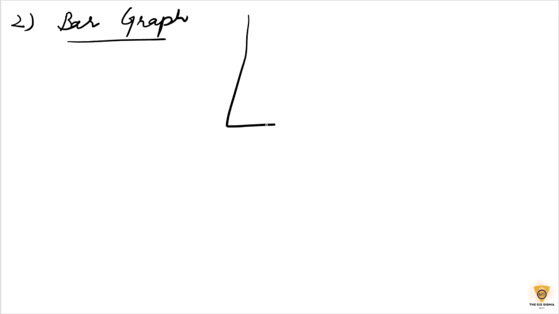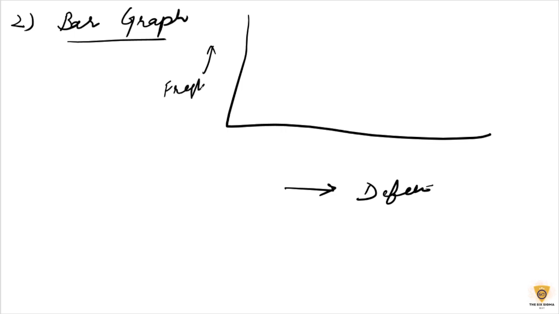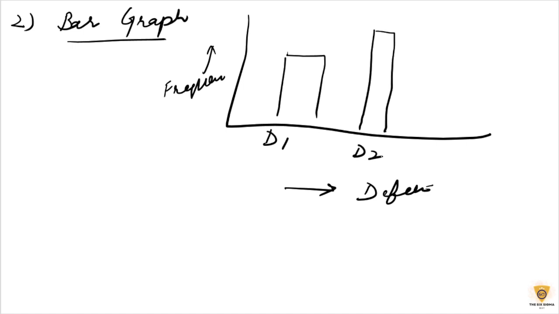The second way of representing a discrete data graphically is a bar chart or a bar graph. A bar graph बड़ा simple सा है. If we go ahead and check, here we are going to mention the defects. Here we're going to mention the frequency. So defect 1, defect 2, defect 3, right? Say 5, 7, 3.